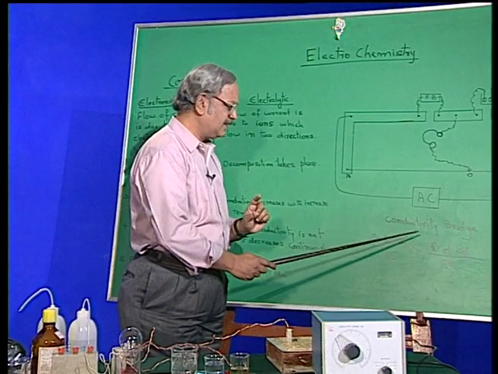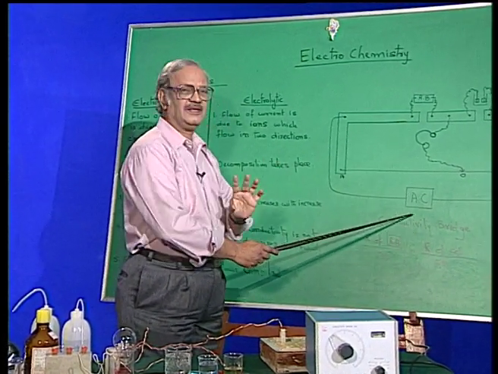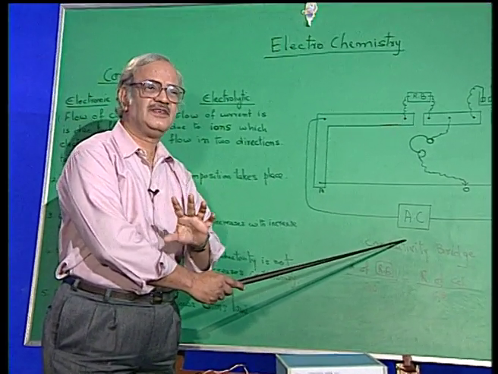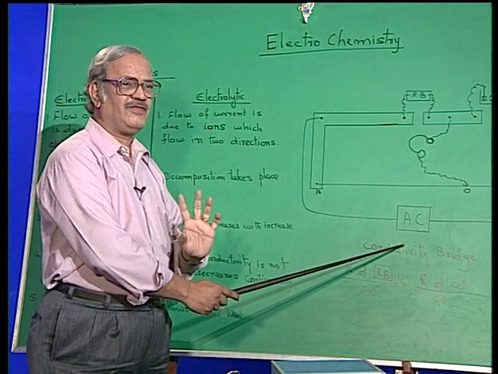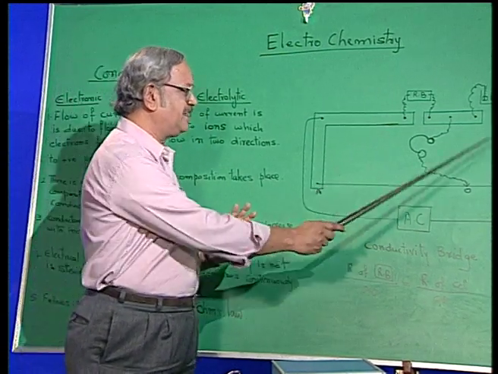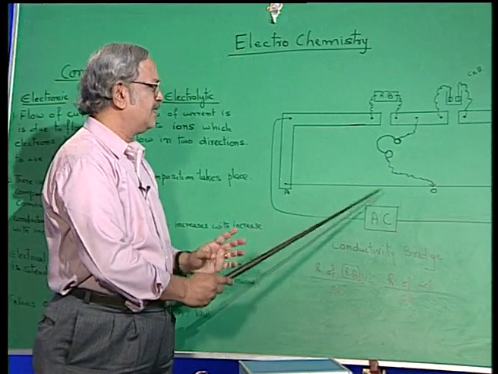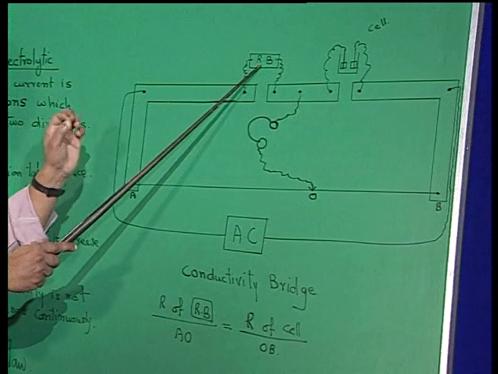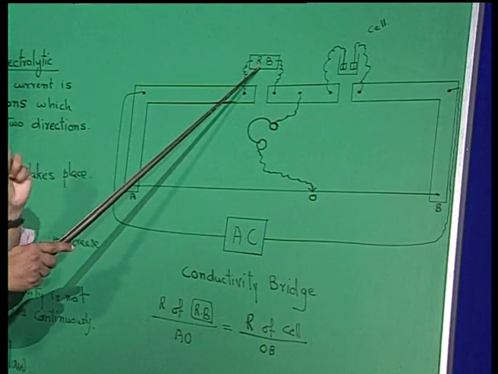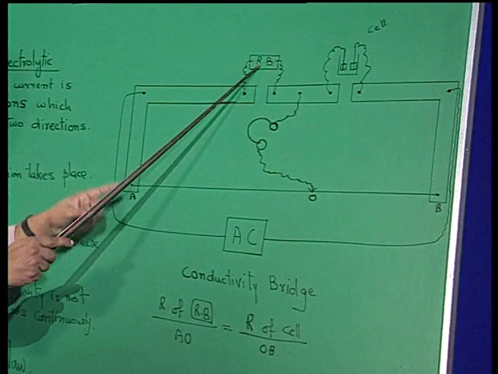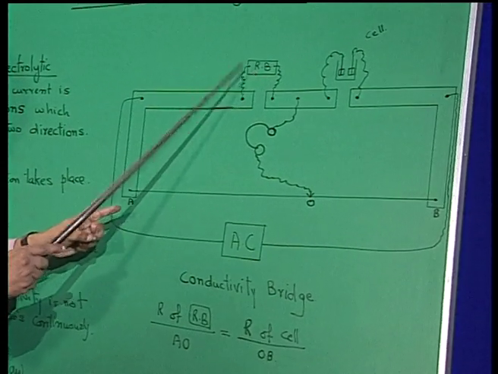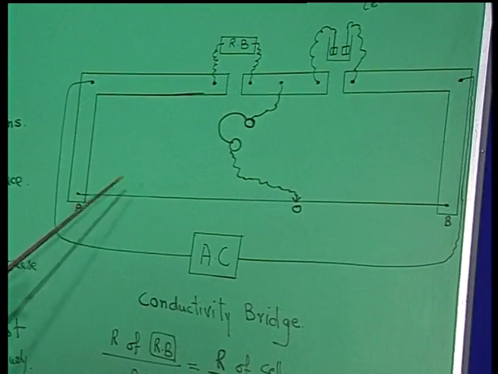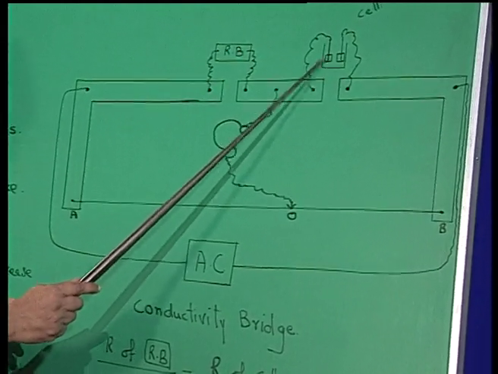This is a simple conductivity bridge. The principle used in this conductivity bridge is that of a Wheatstone's bridge. All you have to do is have a Wheatstone's bridge, a resistance box where you can have the adjustable resistance, as desired in the experiment, and a long wire, usually a 1 meter wire, and here we have the conductivity cell.